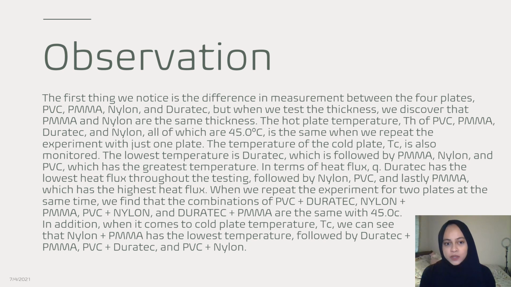When we repeat the experiment for two plates at the same time, we can find that the combinations of PVC plus Duratec, nylon plus PMMA, PVC plus nylon, and Duratec plus PMMA are the same at 45.0 degrees Celsius. In addition, when it comes to the cold plate temperature, we can see that nylon plus PMMA has the lowest temperature, followed by Duratec plus PMMA, PVC plus Duratec, and PVC plus nylon.